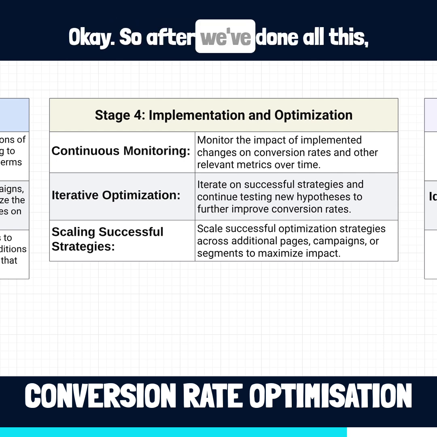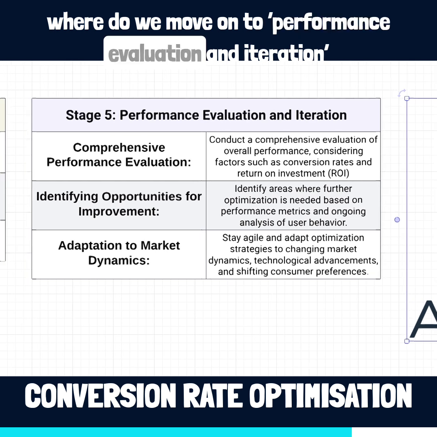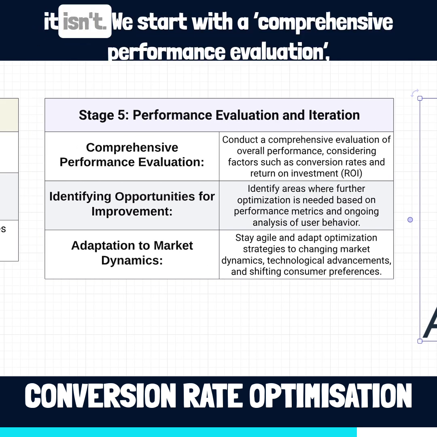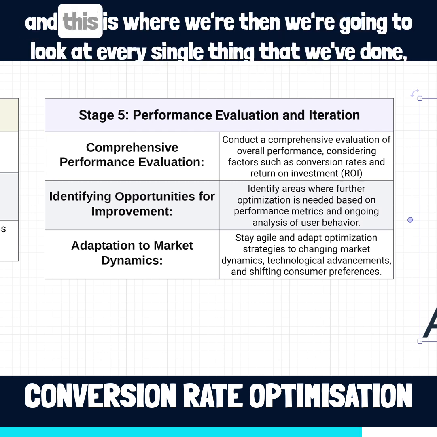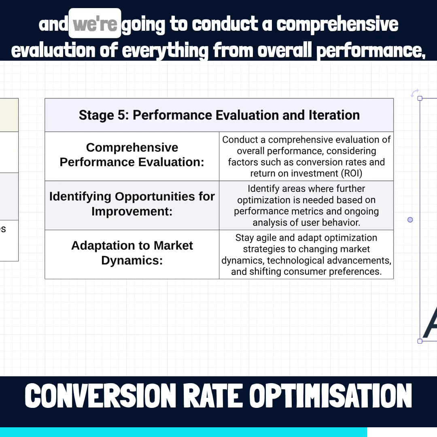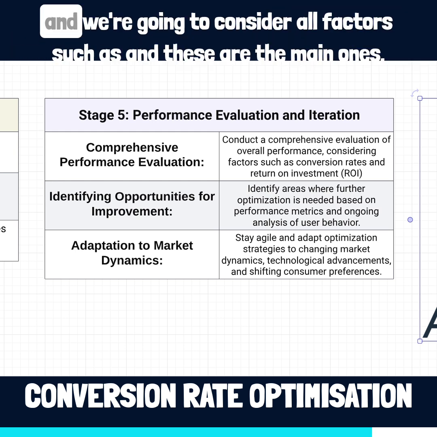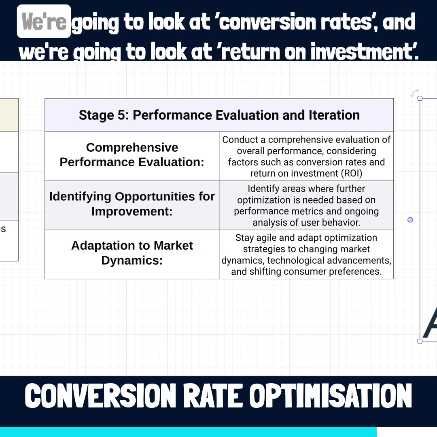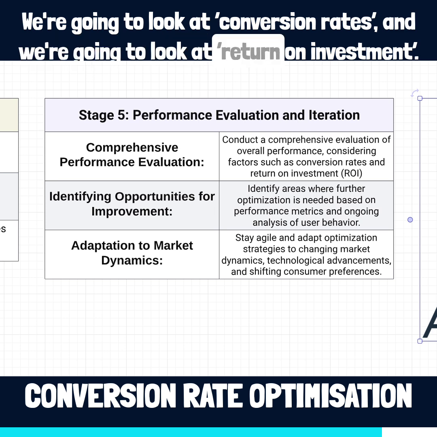Okay, so after we've done all this, where do we move on to? Performance evaluation and iteration. This really sounds complicated. Trust me, it isn't. We start with a comprehensive performance evaluation, and this is where we're going to go through everything we've done. We're going to conduct a comprehensive evaluation of everything from overall performance, and we're going to consider all factors such as, and these are the main ones, conversion rates and return on investment.